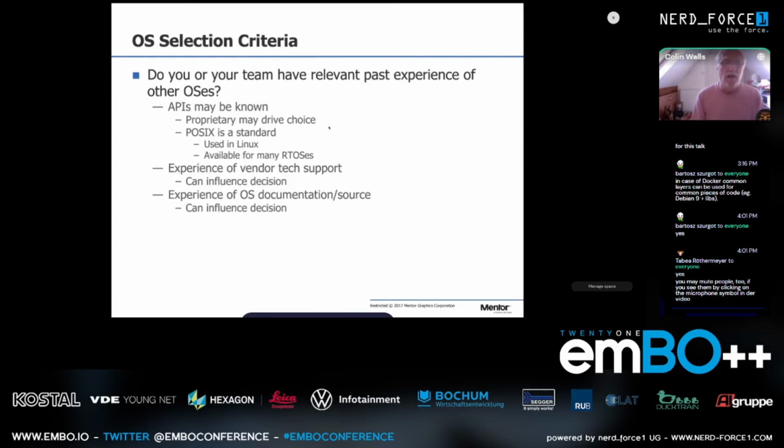And the experience of documentation and source code, again, could influence your decision. I say both positively and negatively. Don't underestimate the importance of these factors. If you know that a company was good to work with in the past, then there's a good chance they'll be good to work with in the future. This can't override your technical decisions, but the technical decisions shouldn't override this either.